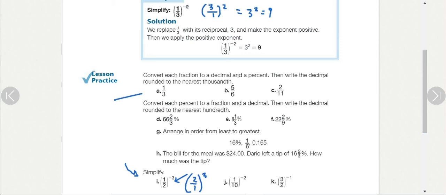Pick one of these, and do letter H. H, one of these and one of these, and K. So pick one, H, and J or K. So that means 4 total.